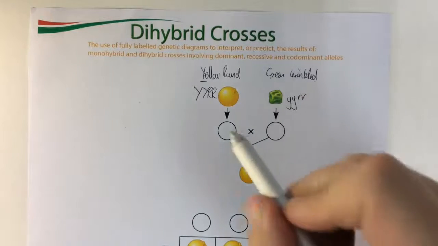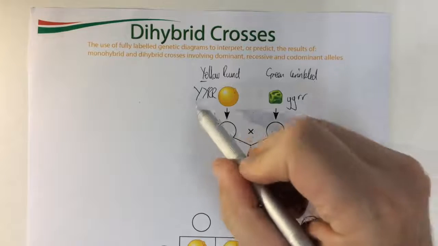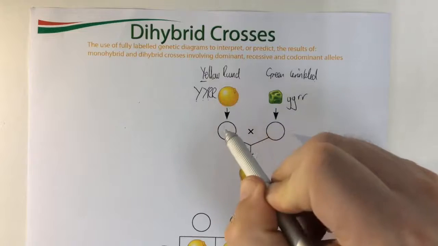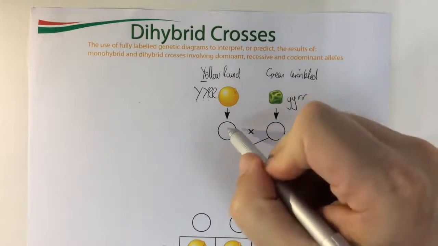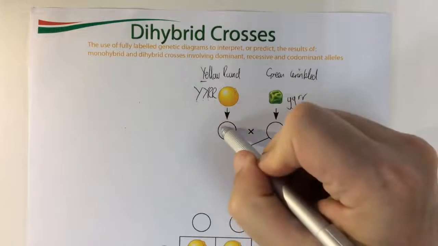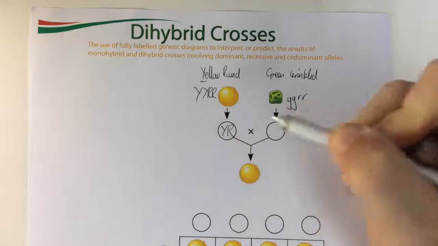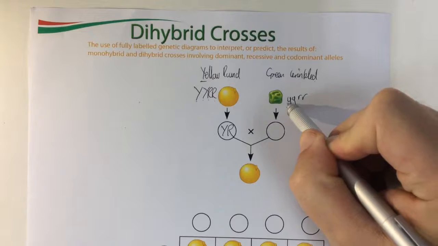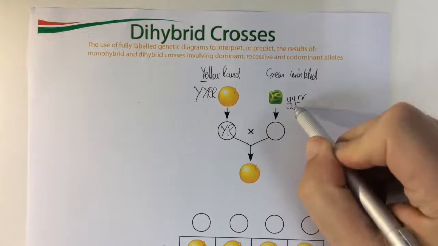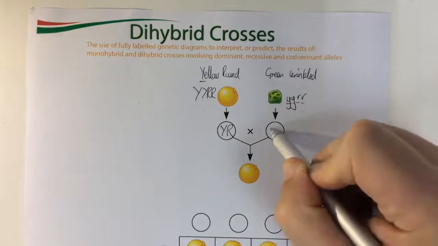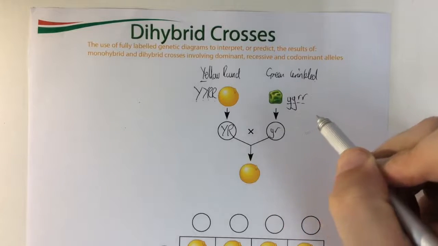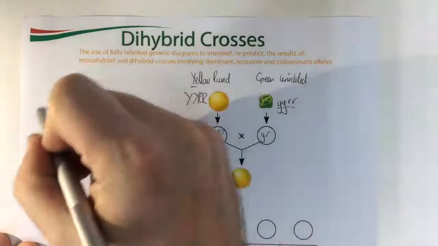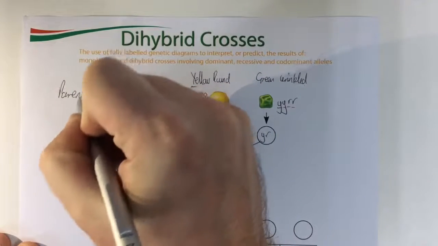The gametes produced then, so we've got big Y, big R, big Y, big R, and since those are the only options, we don't need to write lots of them out, so we'll just do big Y and big R like that. Likewise with the wrinkled pea, little y and little r, so there they are. So this was the parental generation.